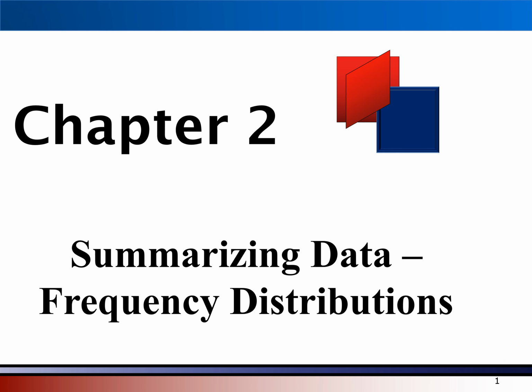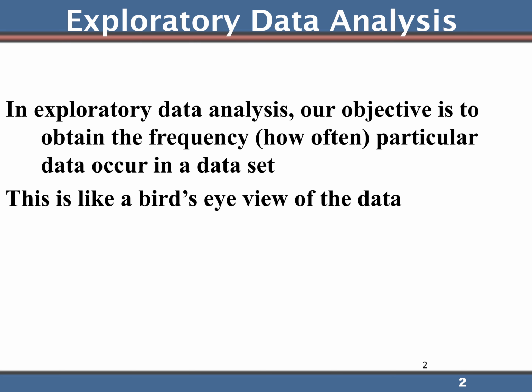Chapter 2. Summarizing Data, Frequency Distributions. We suspect that more education leads to more income. To study this, we draw a sample and collect data. Before analyzing the data, we would like to know what the data would look like. For example, we want to know how many Americans have a college degree, and how many Americans have professional degrees. We also want to know the age of the people and their income.